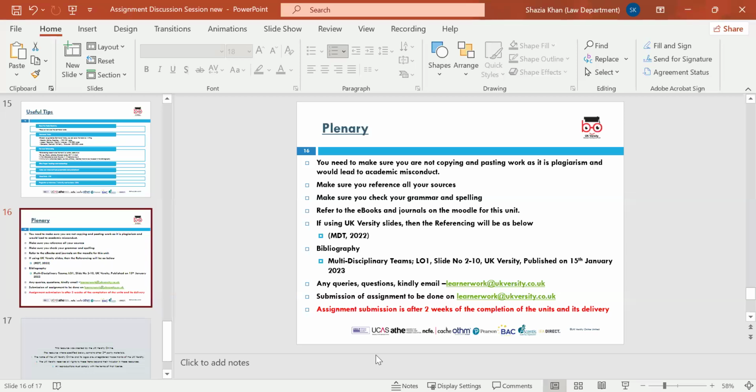Submission of your assignment is to learnerwork@ukvarsity.co.uk, and your submission is due 2 weeks after today's session. So you have 2 weeks to submit it. If you need extra time, you can email learnerwork@ukvarsity.co.uk and ask for extra time if you've got extenuating circumstances, or if you're struggling to do it. But make sure your work is presentable and you read the tasks. It's so important you read the tasks, and you stick to the word count and don't go too much over the word count.